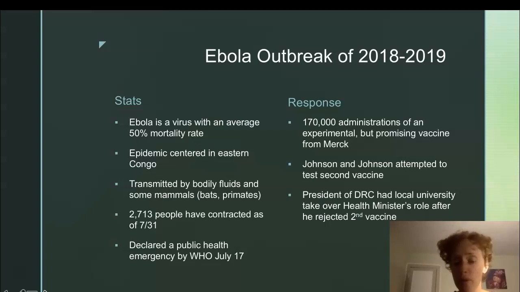As of July 31st, 2,713 people have contracted it, and July 17th, it was declared a public health emergency by the World Health Organization. The World Health Organization has largely led the response. They facilitated 170,000 administrations of the Merck vaccine, which has not passed all the stages of research, but it showed a lot of promise in the 2015 Guinea Ebola outbreak. And so it showed actually 100% protection. And so they're using it.